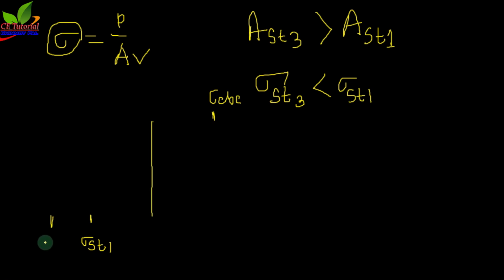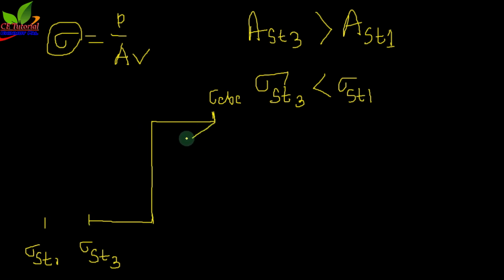I'm sorry, not this, let me draw again. Suppose this value is sigma ST1 and ST3 is less than ST1, so this is sigma ST3. Now if I say that sigma ST3 and sigma CBC reach their permissible values simultaneously, then we can draw a straight line here.